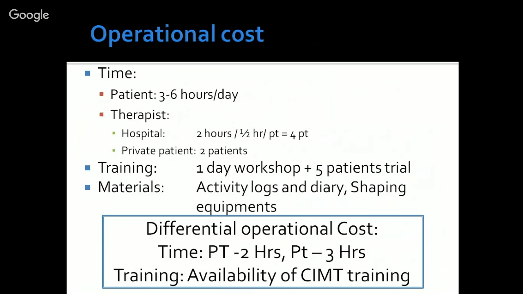Therapists have to undergo training, at least a 1 day workshop plus trial on 5 patients is advisable, and there are materials he has to prepare and give. So the intervention of CIMT involves this operational cost also. So in summary, when you are planning to apply CIMT, it's going to involve all these costs together. So you need to consider all these costs before thinking of applying CIMT.